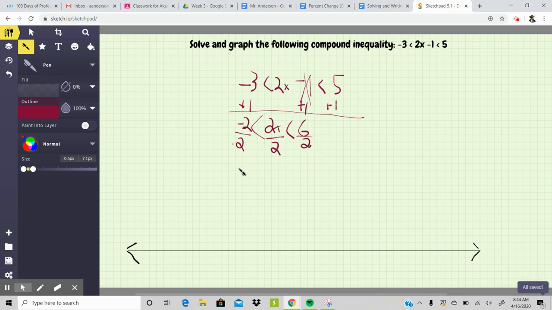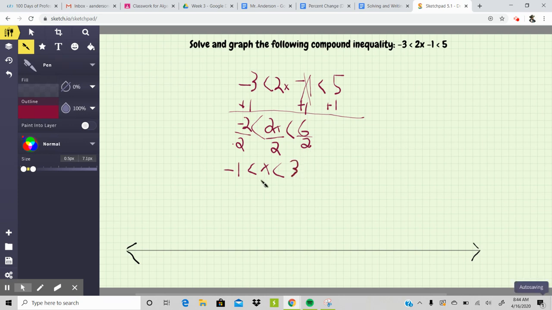And so -2 divided by 2 is -1, because a negative divided by positive is going to give me a negative, is less than. Then 2 divided by 2 is 1, so I'm just left with 1x, or I'll just put in x, is less than 6 divided by 2 is 3.